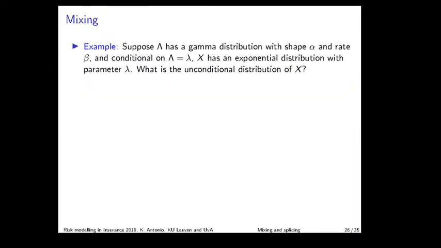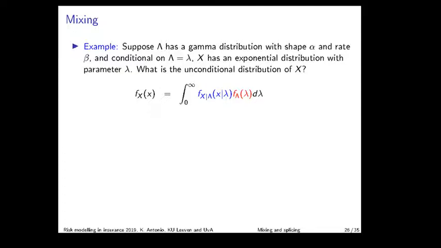Now here is an example that illustrates the construction of such a continuous mixture. Suppose lambda has a gamma distribution, and given capital Lambda equals lambda, X has an exponential distribution with parameter lambda. The question is then, what is the unconditional distribution of X? Well, you will solve this exercise by writing down the expression for the probability density function of X as the integral over all values of lambda of the conditional density of X given lambda multiplied with lambda's marginal density.